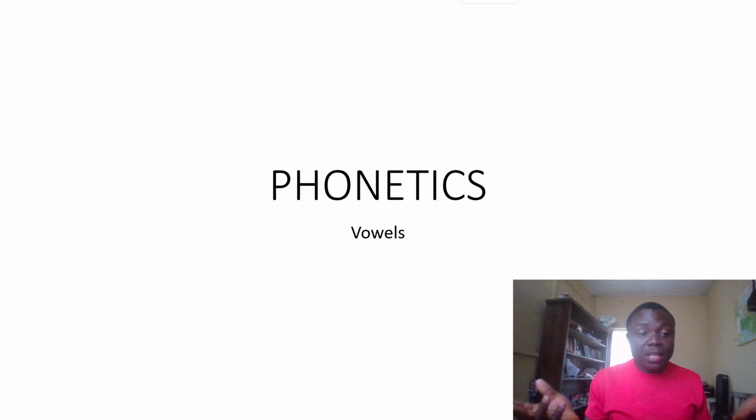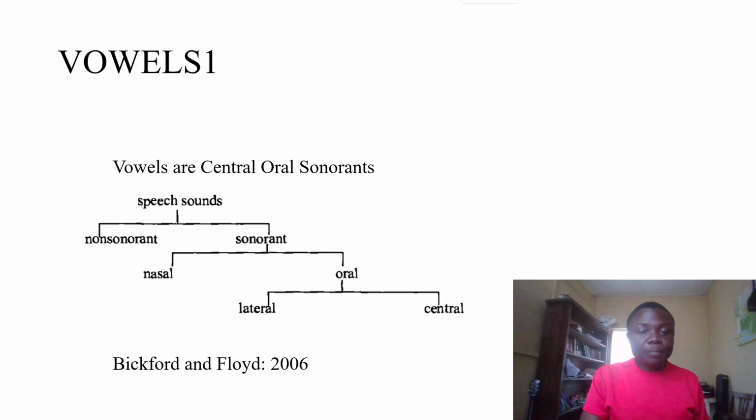For instance, when I say p, I know where the articulators are meeting. Two lips are involved. But when I say ah, my tongue isn't touching anywhere. So what's the place of articulation? It's harder to describe. But let's go on. Look at this chart here.